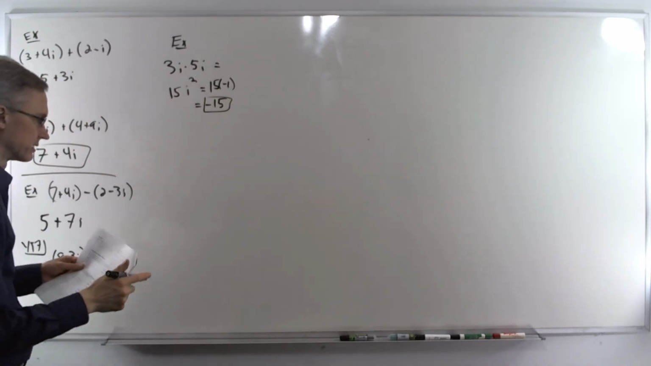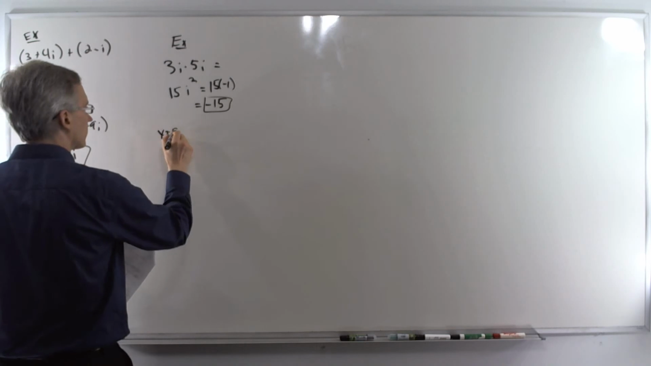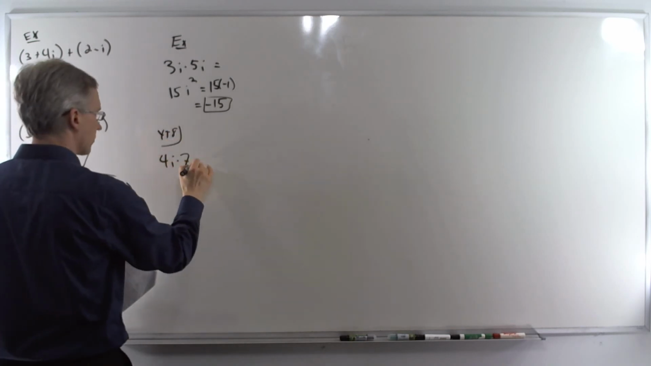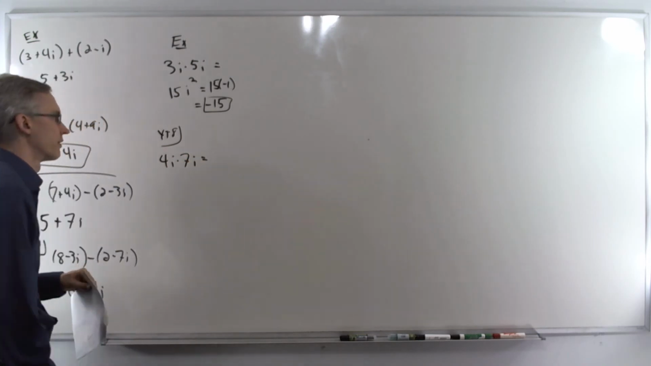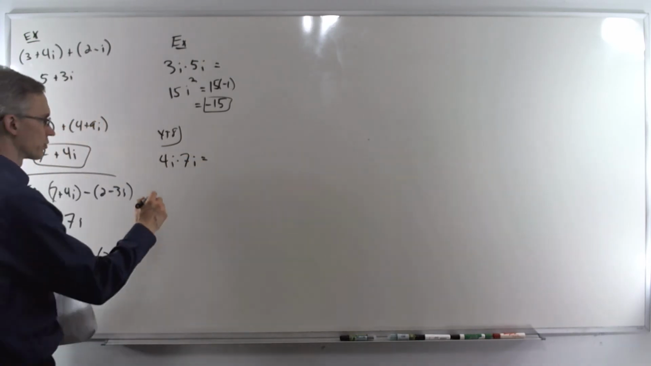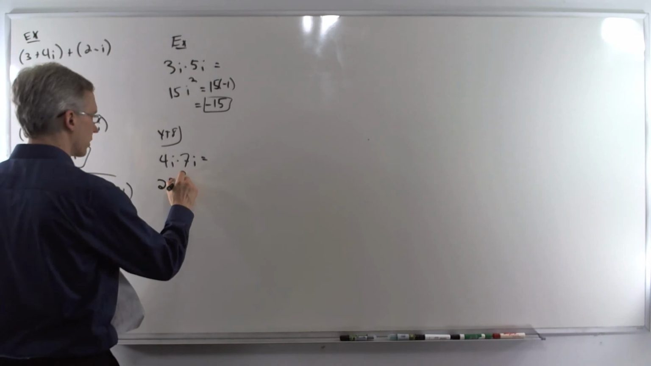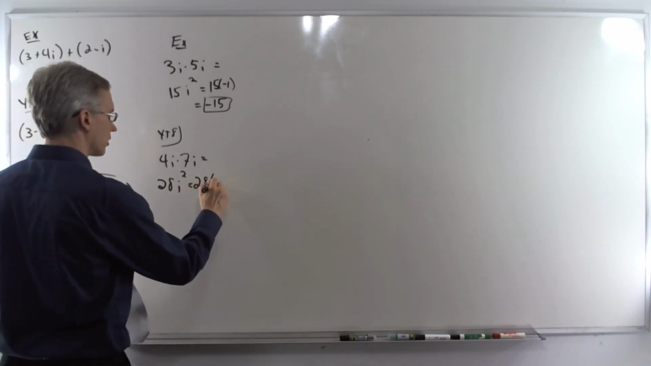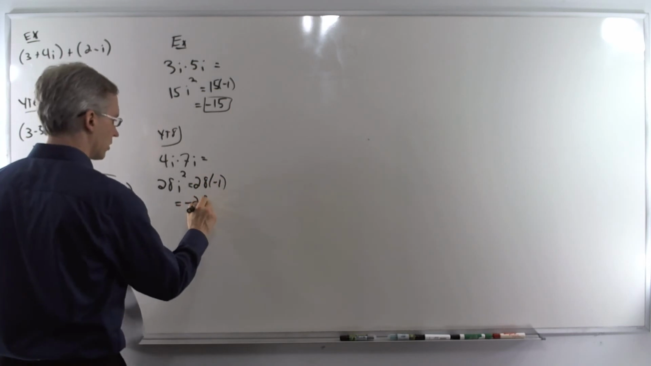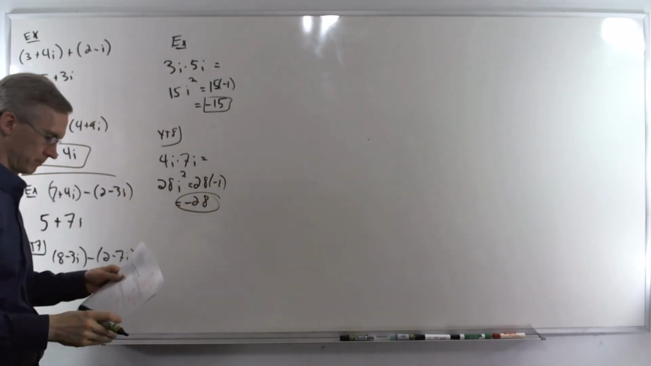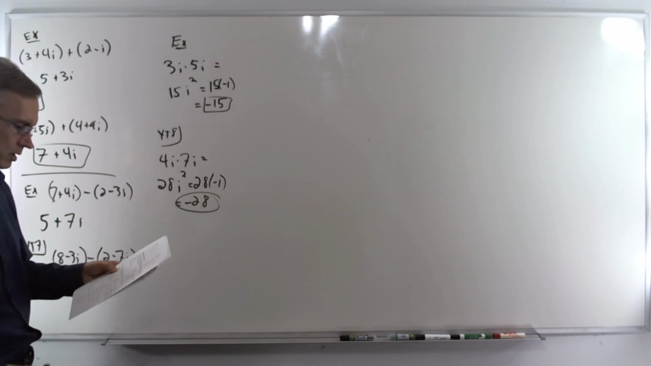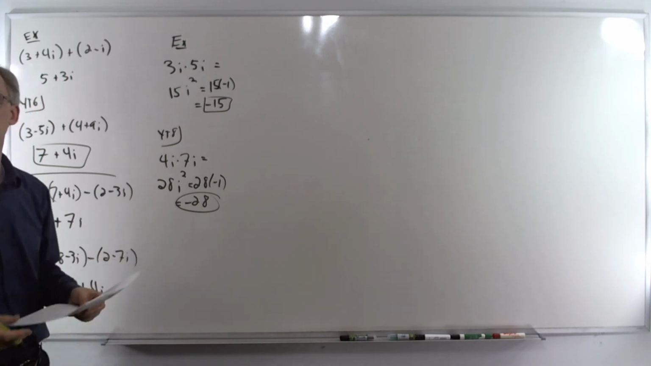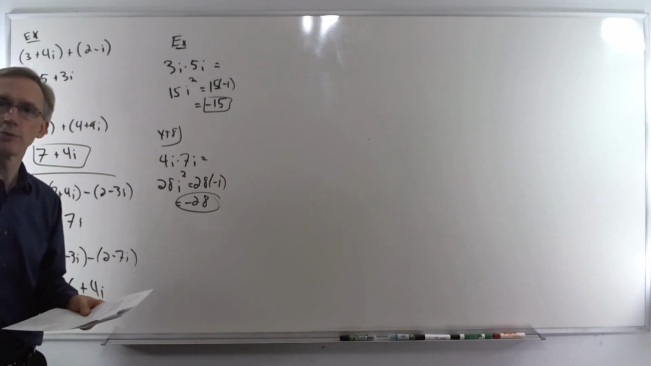Your turn, number 8. 4i times 7i. 4 times 7 is 28. i times i is i squared. We'll convert i squared to -1. So we get -28. Alright, so now we can combine these properties with standard algebra techniques like distribution and foiling.